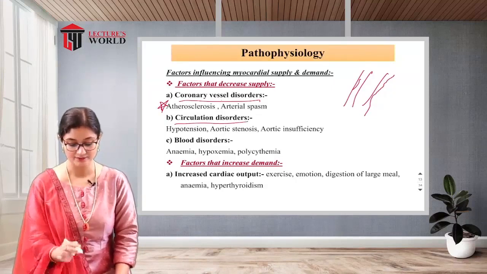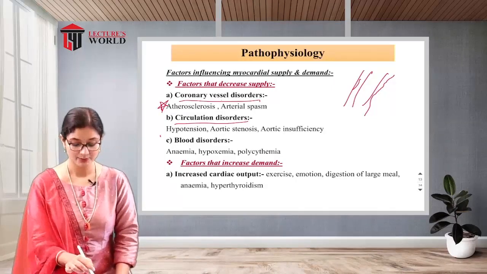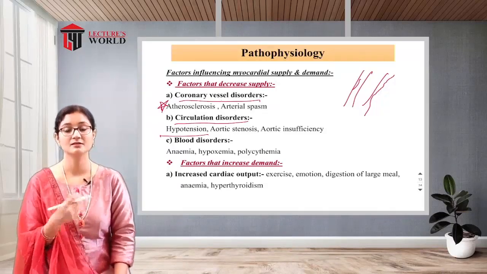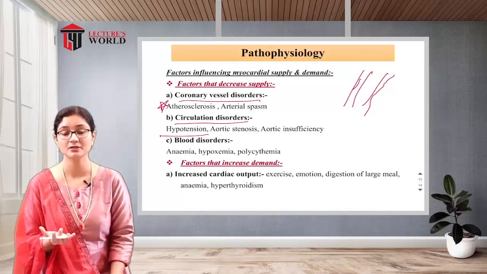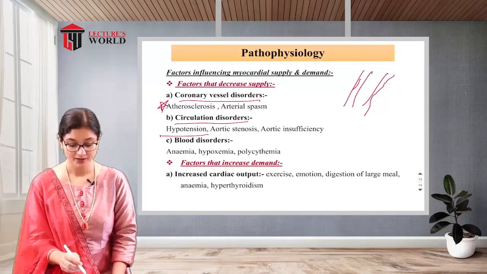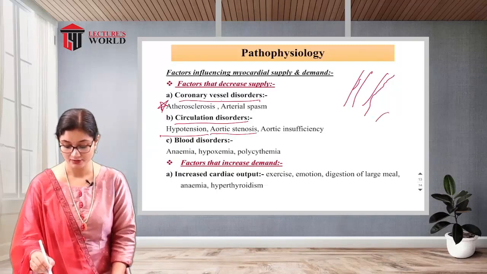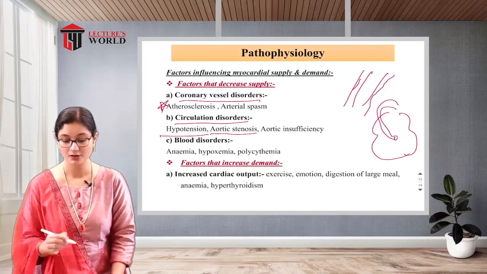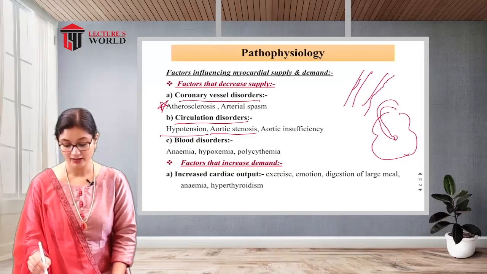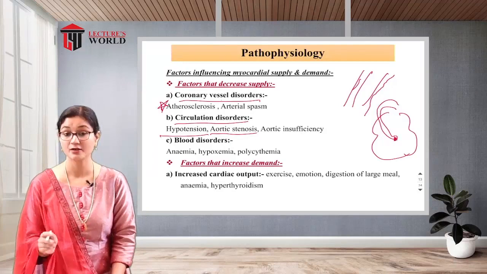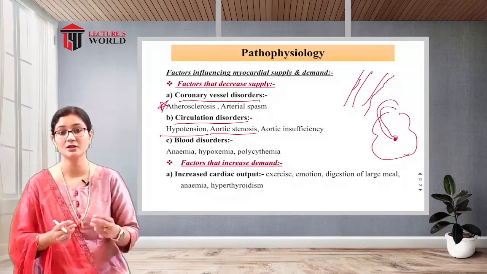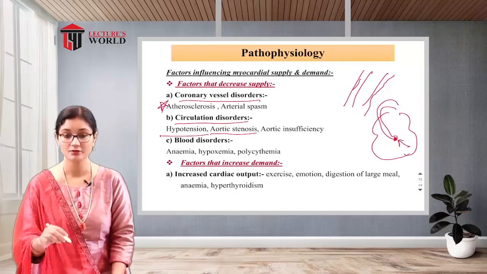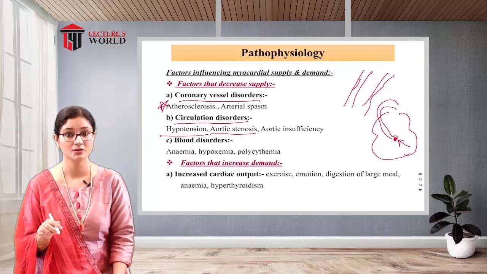Next is circulation disorder, hypotension. What do you mean by this? There is less blood supply in our body. When there is a less amount of blood supply going on, what will happen? Your myocardium is not going to get it. Aortic stenosis. What do you mean by aortic stenosis? Let me draw a heart for you. So this is your aorta and this is your valve of the aorta. Now, if this is blocked, it can't be totally blocked. Totally blocked means what? You have to do emergent surgery, because the blood from the left ventricle will not pass to the whole part of the body through the aorta.